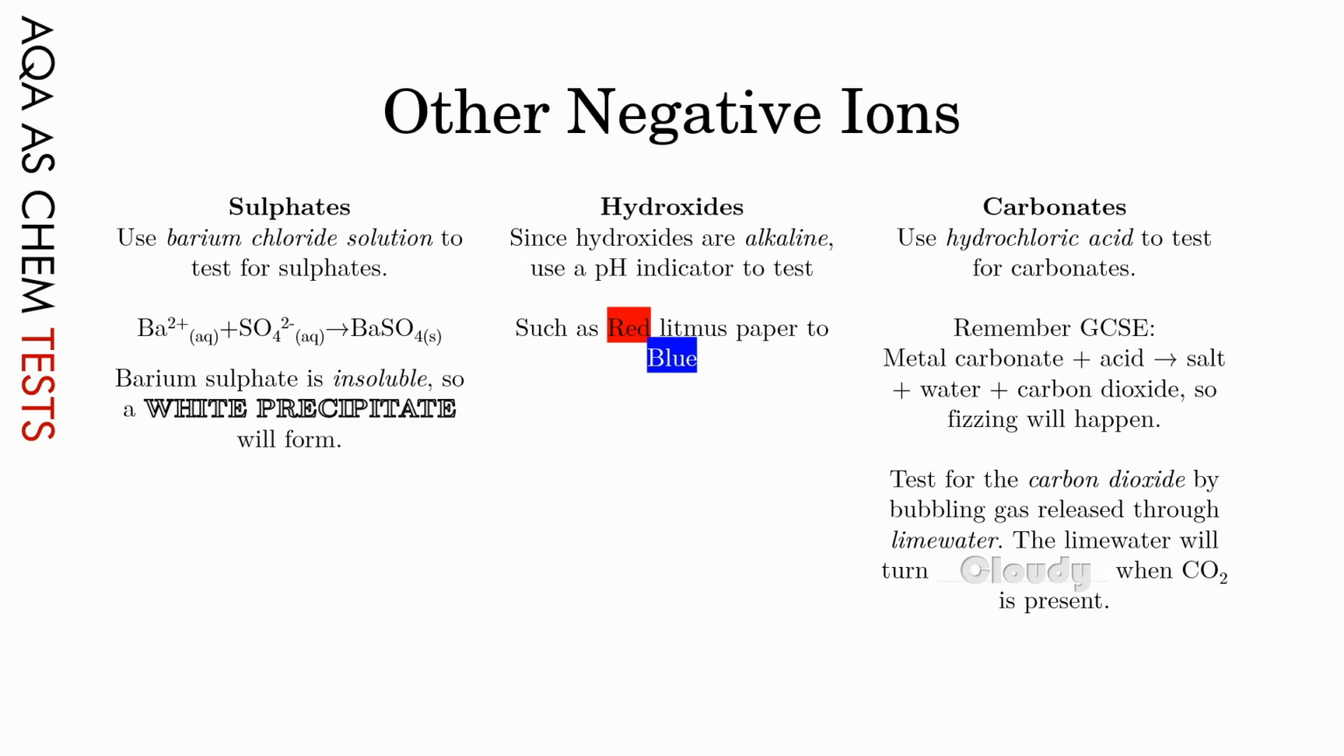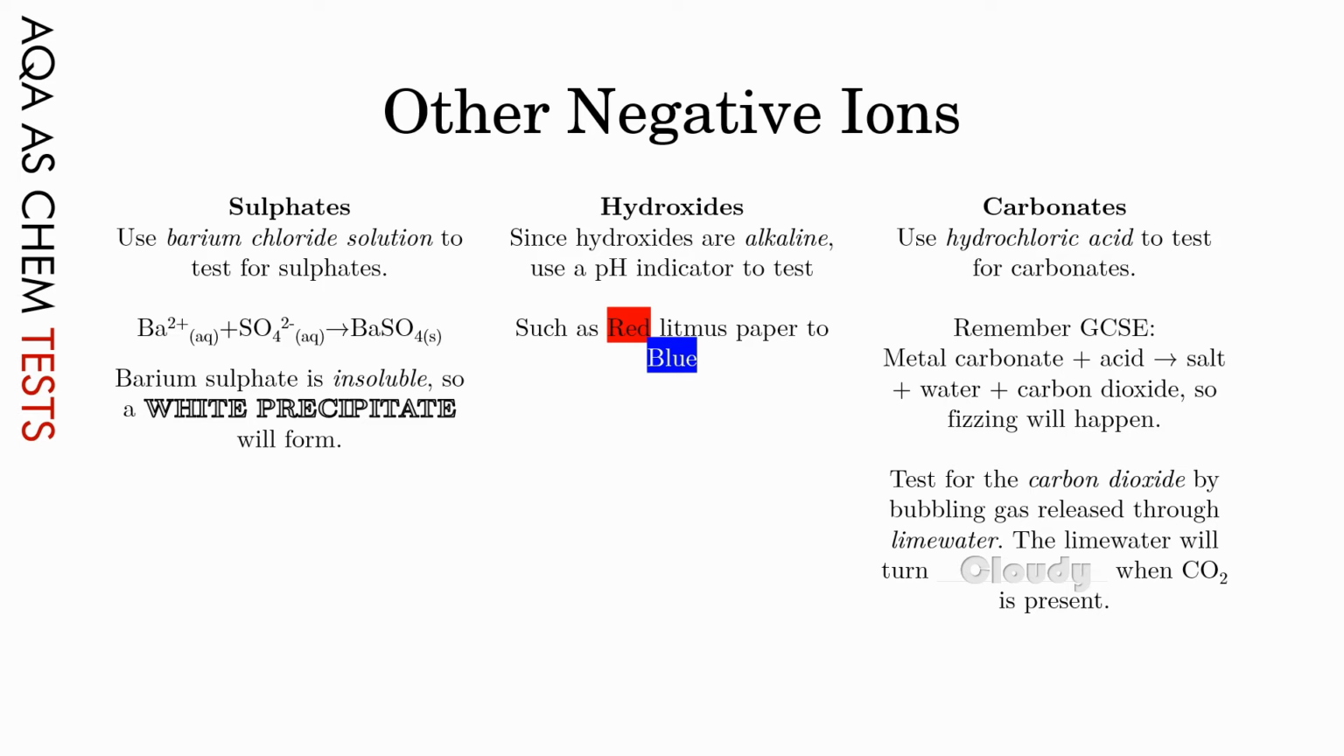And finally, for carbonates, use hydrochloric acid to test for the carbonates. Remember, metal carbonate plus acid makes salt and water and carbon dioxide. So you get fizzing and you get a gas. The gas is carbon dioxide. If you bubble it through lime water, it turns cloudy, and that shows CO2 is present. If it doesn't, then you don't really have carbon dioxide then.